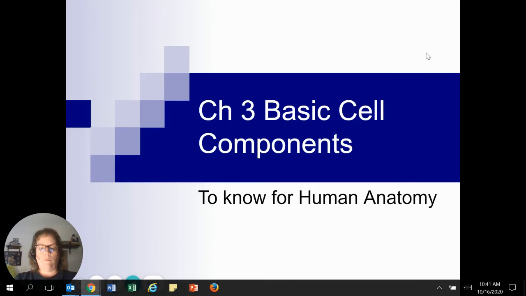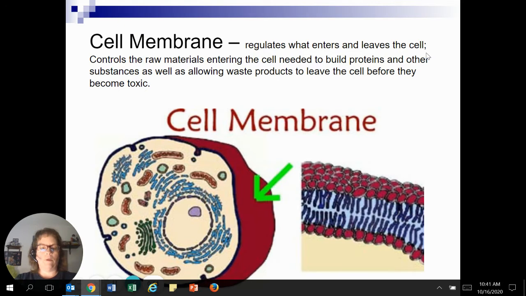All right, so let's look at a few basic cell components that you need to kind of know for anatomy. And again, you guys have already gone over this stuff in biology a long time ago, and we mentioned a little bit about the cell membrane when we did the phospholipids, or the lipid section of the chemistry unit. Anyway, you know the cell membrane is going to regulate what comes into and leaves the cell. It controls all the raw materials that are coming into the cell, and those raw materials are used to build things like proteins and other substances, but then it also allows the waste products to leave the cell as well.